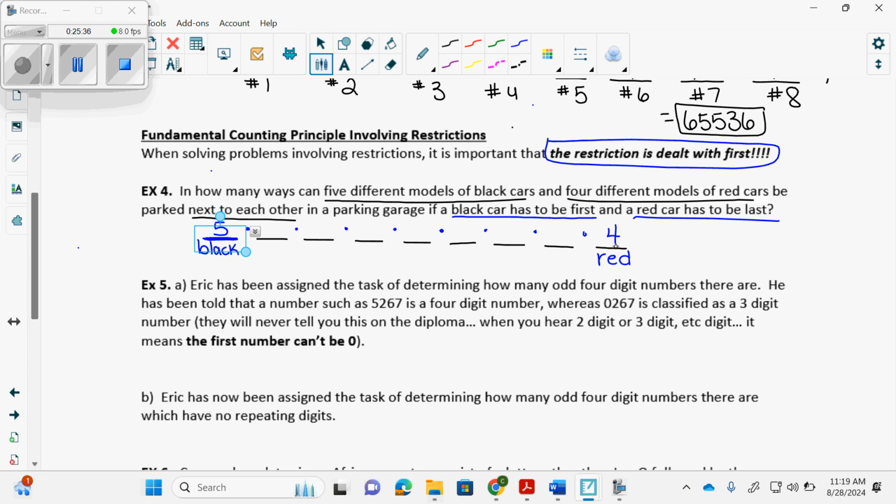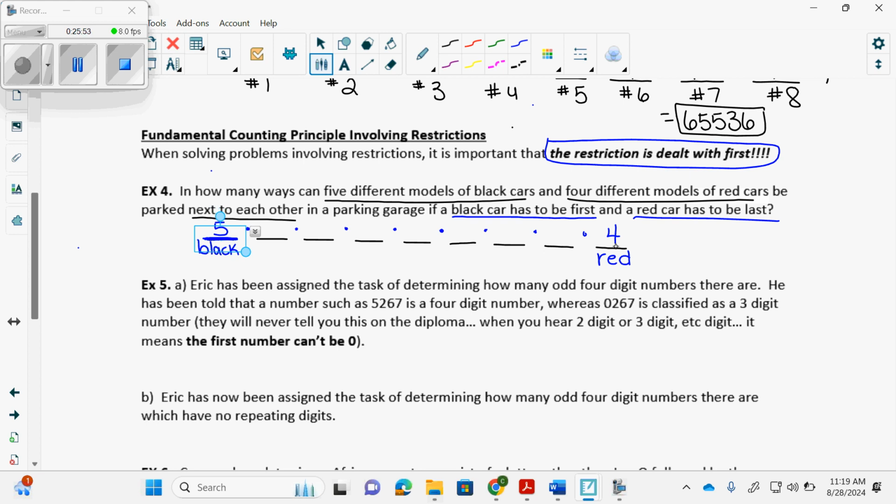I have five options here. I park one of the black cars. I have four options of red. I park one of the red cars. I park two cars. So I can go to any blank now and say, how many options do I have? But I always do sequential, so I'm going to start at the far left. How many options of cars can I park in that blank?